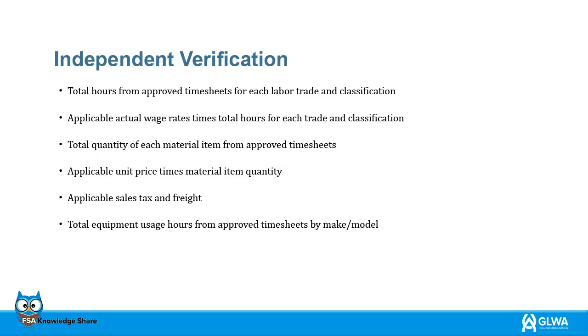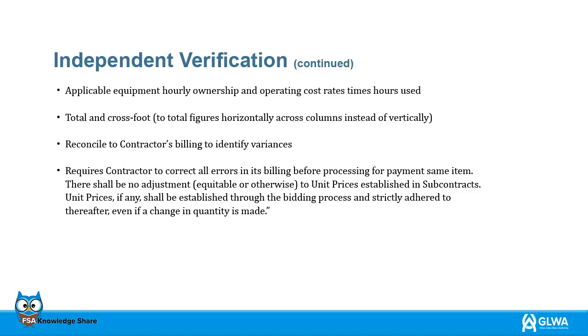Review total quantity and material item based on authorized timesheets. Remember applicable unit price times material item quantity. Sales tax and freight charges can apply. Total equipment usage hours by make and model based on authorized timesheets. Review hourly ownership and maintenance cost rates for applicable equipment and multiply by hours used. Confirm crossfoot, and total figures horizontally across columns instead of vertically. Next, reconcile with the contractor's invoice to find any discrepancies.